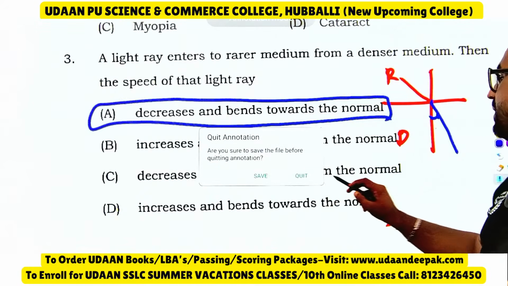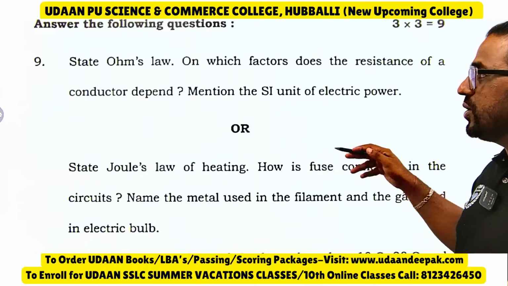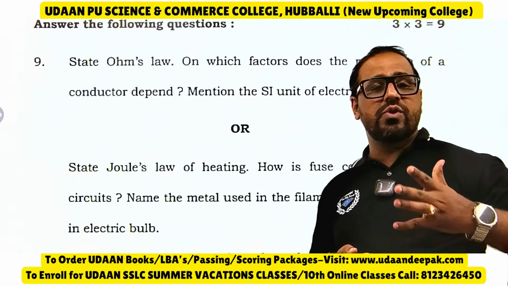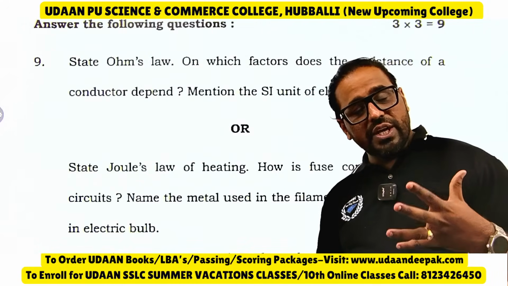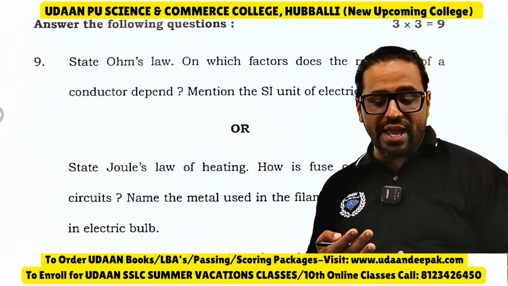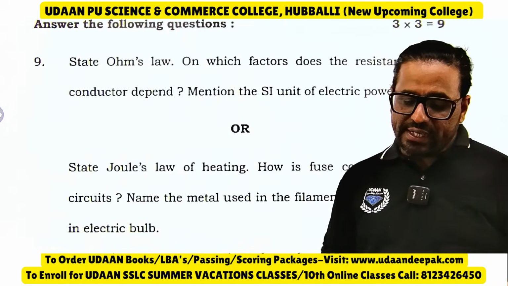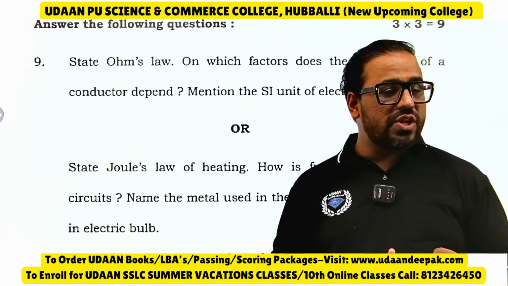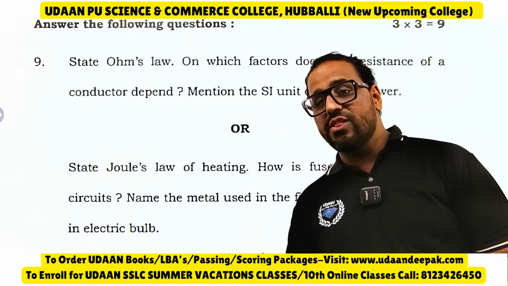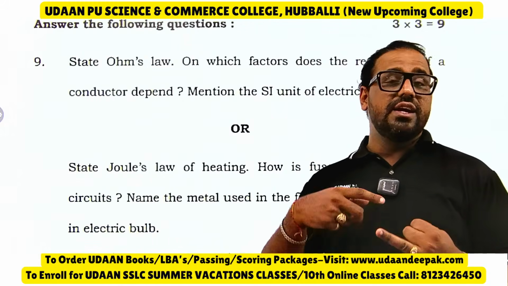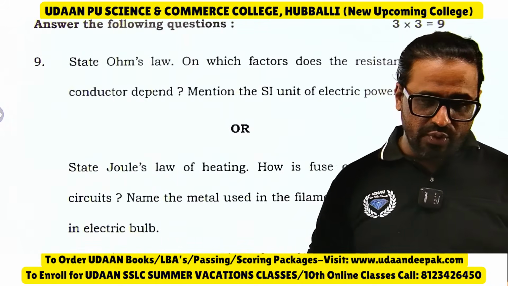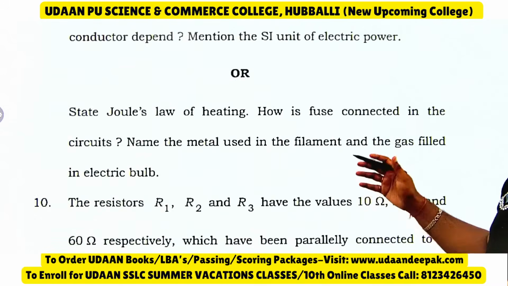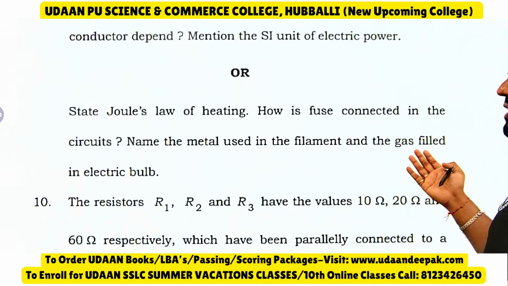Okay, then coming to the next set of questions now. Ohm's law, everyone knows, but see Ohm's law, V is equal to I into R. So the potential difference across the ends of a given metallic wire is directly proportional to the current provided temperature remains the same. And on what factors does the resistance of a conductor depend? The resistance of a conductor depends on the length of the conductor, the area of cross section of the conductor, the material of the conductor and the temperature. Okay, like this you should be able to solve. Then Joule's law, H is equal to I square RT. How is a fuse connected in the circuit?